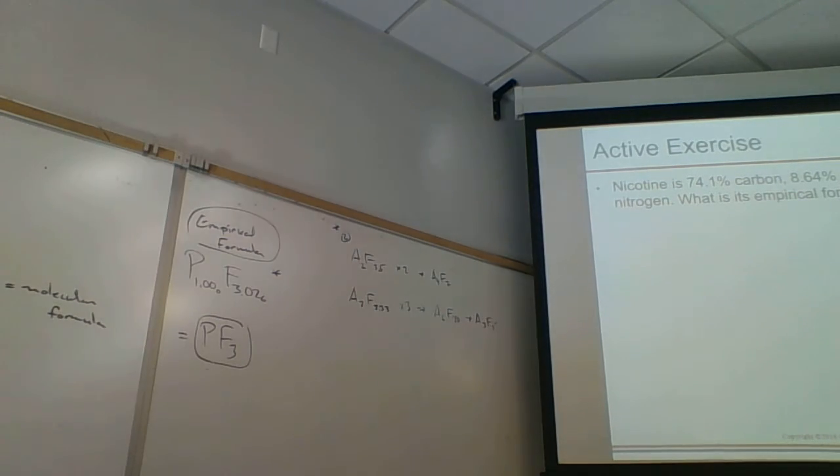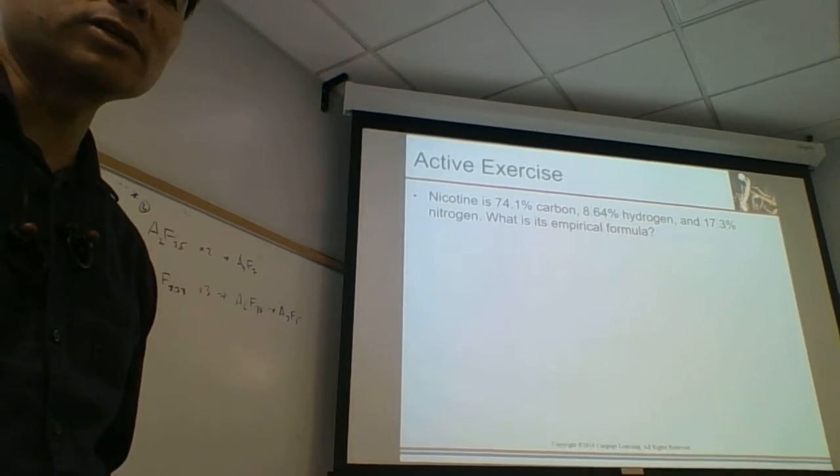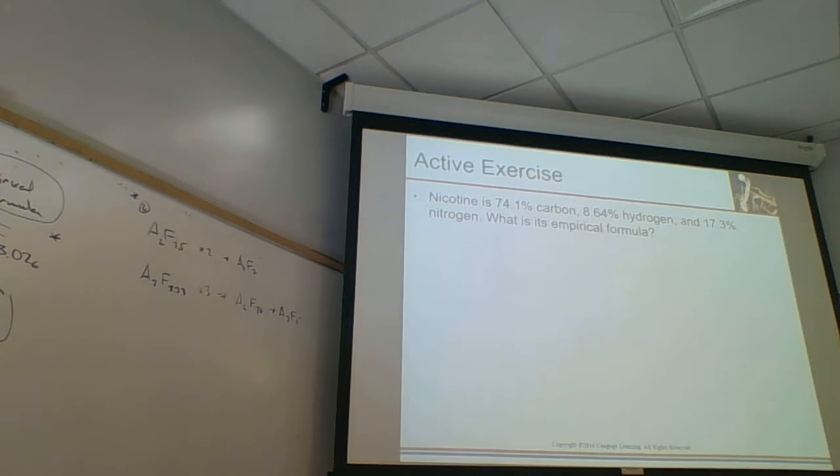And therefore, we have to do an additional step in that chart. That additional step is we want the grams of each. And so what do we do? If we're given the percent by mass composition, then we make an assumption. What do we assume? We assume 100 grams. Therefore, if we have 100 grams, then we have 74.1 grams of carbon, 8.64 grams of hydrogen. Should that be H2 or H? It should be H. And 17.3 grams of nitrogen.